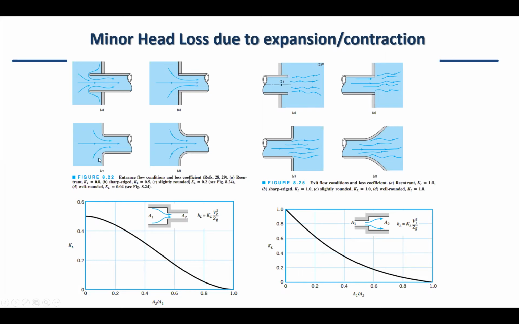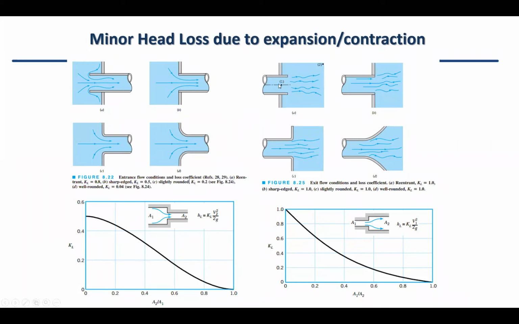And in the best case scenario, if you have a well-rounded entrance, you can see the bends are really mild and gentle, and you can reduce the minor head loss coefficient to 0.04. So imagine compared to figure A, it's 20 times less. So this is for the entrance of the pipeline from the reservoir.